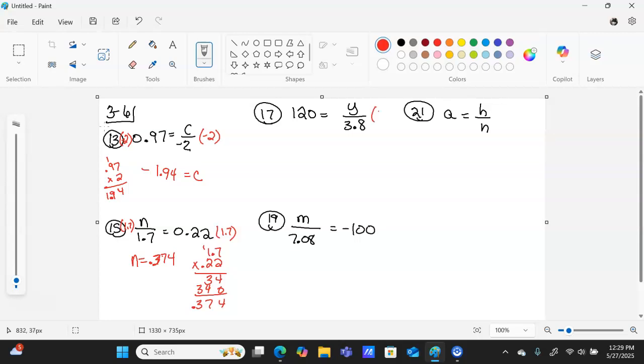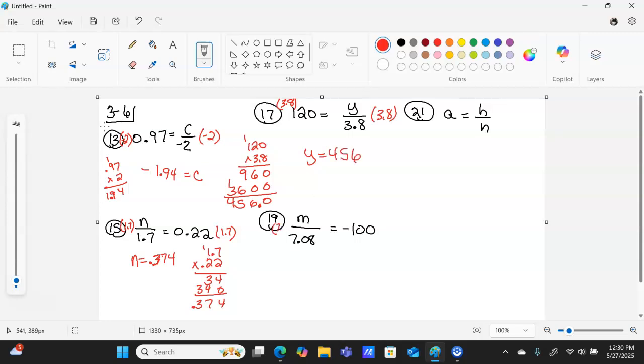Here, going to multiply both sides by 3.8. So 120 times 3.8. 8 times 2 is 16. Carry the 1. That would be a 9. Placeholder 0. 3 times 0 is 0. 3 times 2 is 6. 3 times 1 is 3. 0, 6, 15. Carry the 1, 4. And I need 1 decimal place. So we get 456, and it is positive because both numbers were positive.